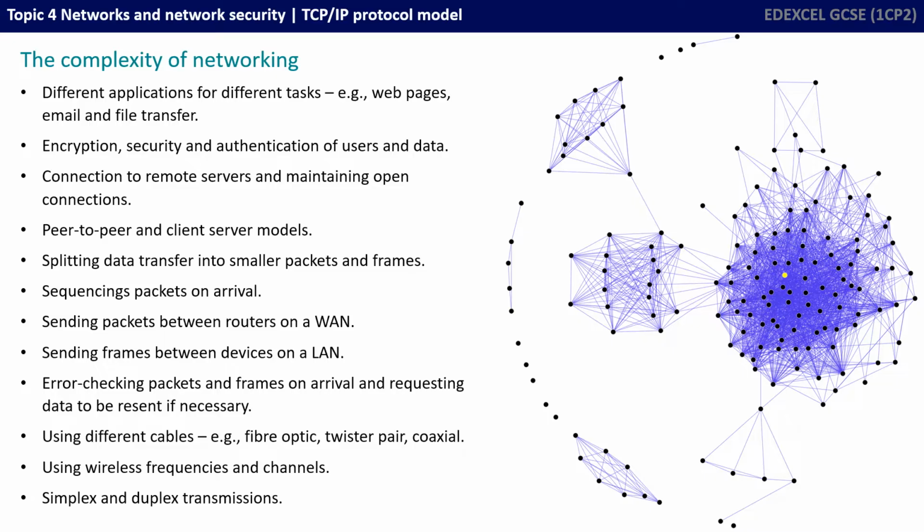We can split data into smaller packets and frames. We can sequence those packets. We have to send the packets between routers on a wide area network and send frames between devices on a local area network. We have to error check the packets and frames on arrival and request the data be resent if necessary. We might be using different types of cable like fibre, twisted pair and coaxial. And we might be using wireless with frequency and channels, and we might be transmitting data in one direction or both directions one at a time or both directions simultaneously, which is known as duplex.